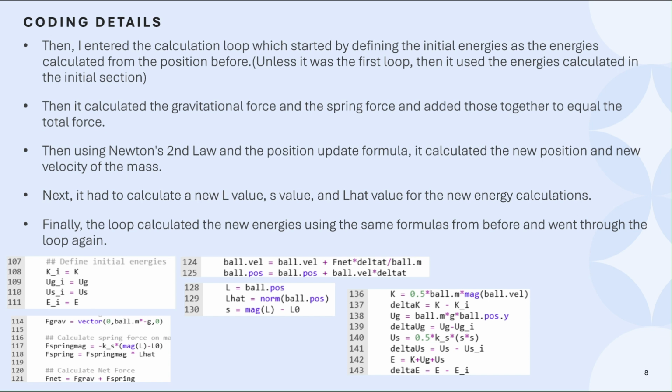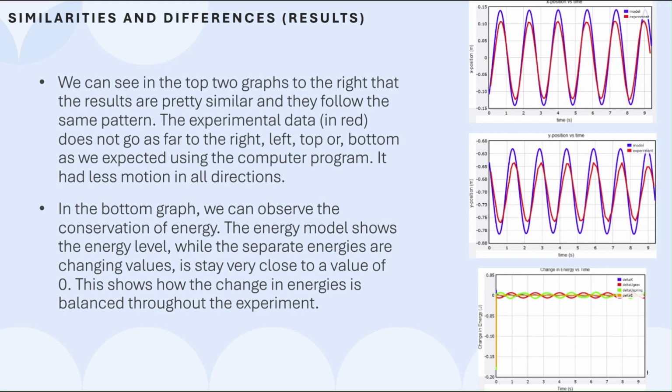Then it calculated the gravitational force and the spring force and added those together to equal the total force. Then, using Newton's second law and the position update formula, it calculated the new position and new velocity of the mass. Next, it had to calculate a new L value, S value, and L hat value for the new energy calculations. Finally, the loop calculated the new energies using the same formulas from before and went through the loop again.